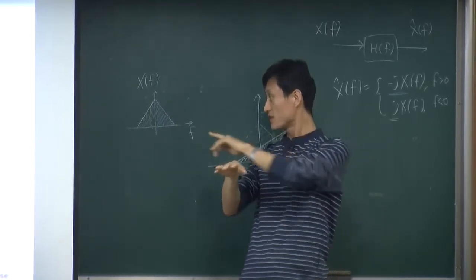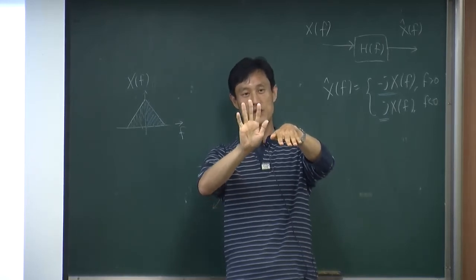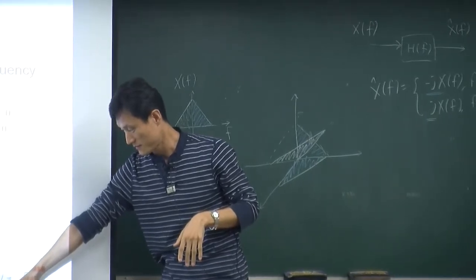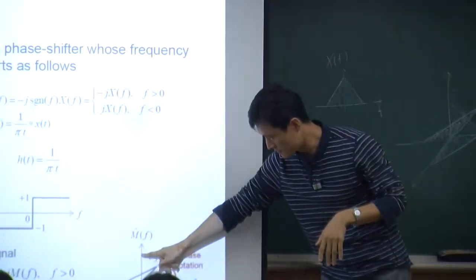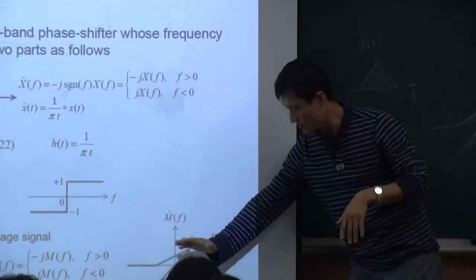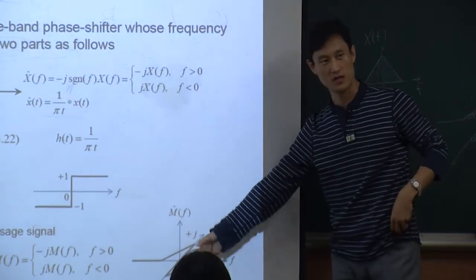So this positive frequency is taking a minus 90 degree phase rotation, and the negative frequency goes through a plus 90 degree phase rotation. So it's like this, right? Originally it was here, but positive goes minus 90 degrees, negative frequency goes this way, plus 90 degrees. That's the output of the Hilbert transform.